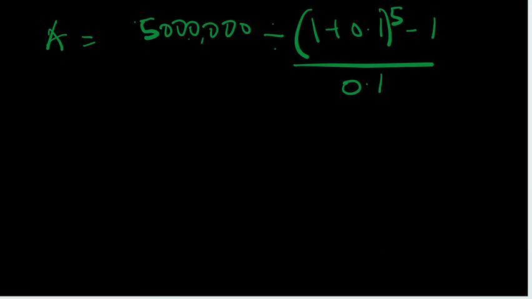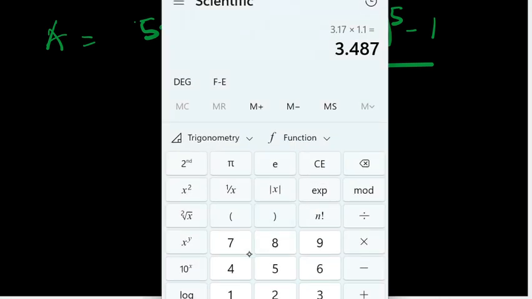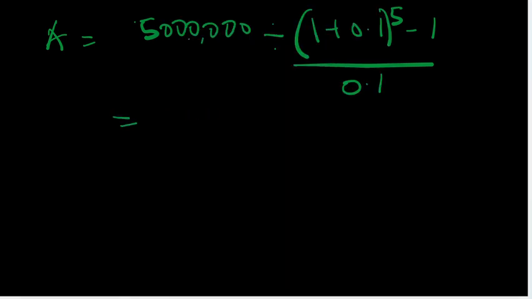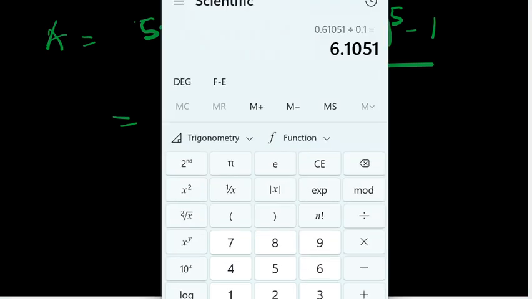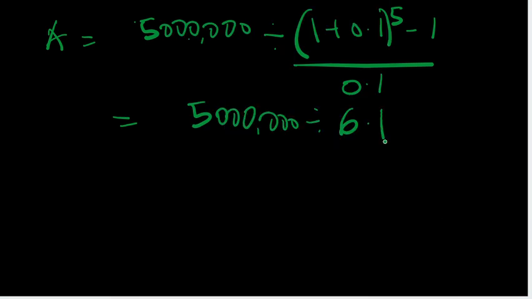So this is 1.1 raised to power 5, then minus 1, and then divided by 0.1. That is 6.1051. So it is 5 million divided by 6.1051.